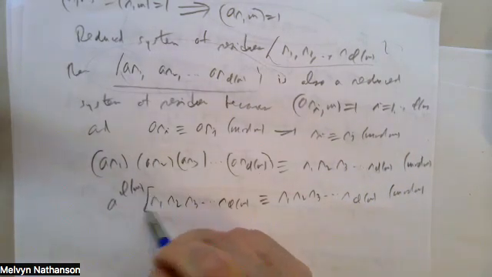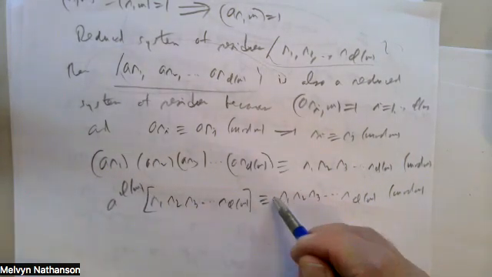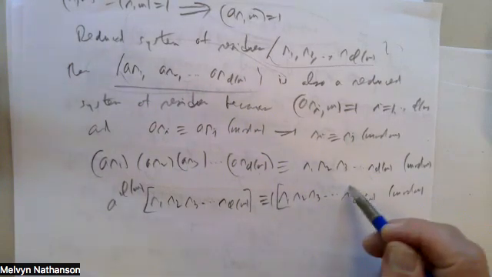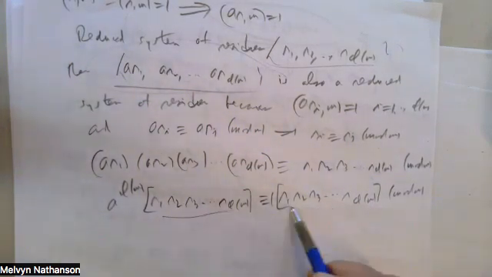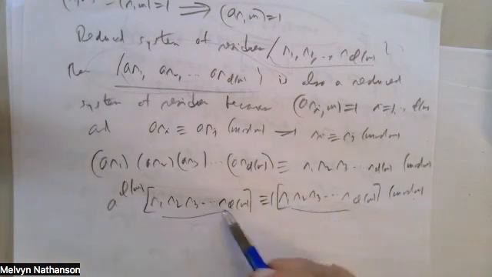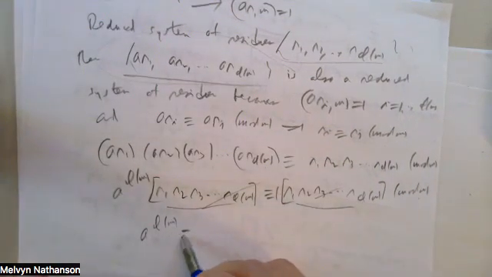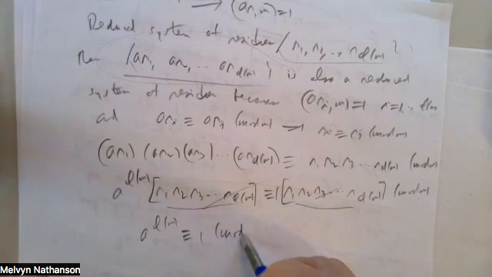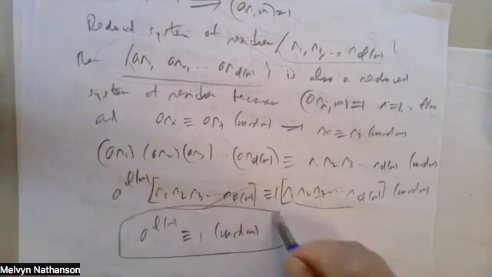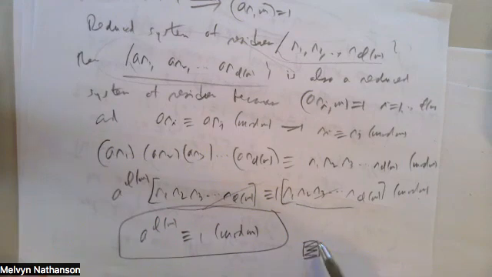So A to the phi of M times this is congruent to, let's say, 1 times this. But this number is relatively prime to M, so I can cancel it. So A to the phi of M is congruent to 1 mod M. And that's the end of the proof. That's what we needed to prove.